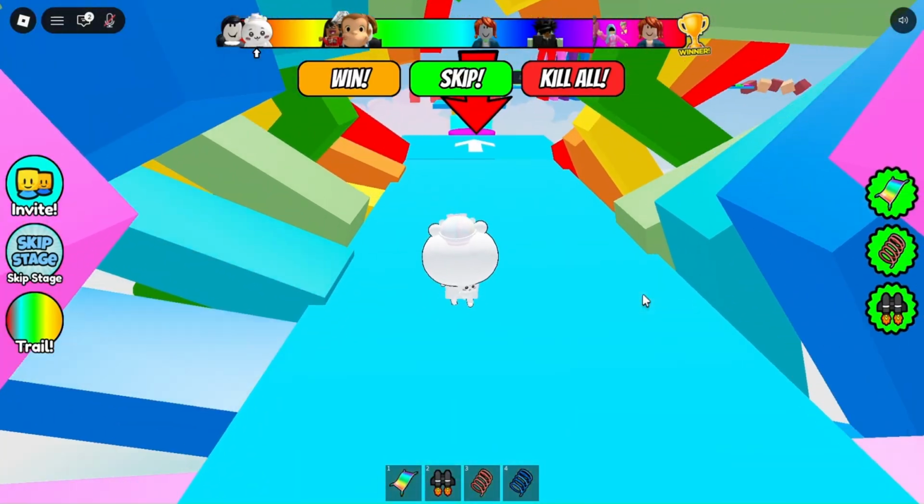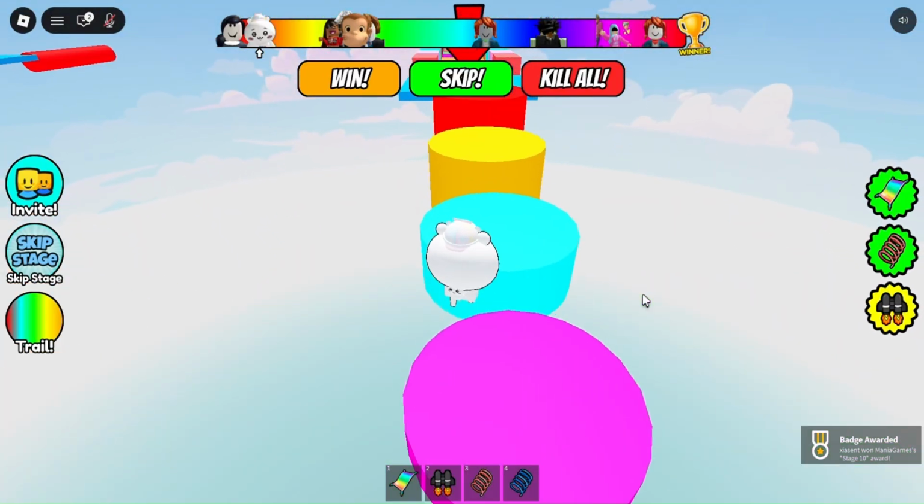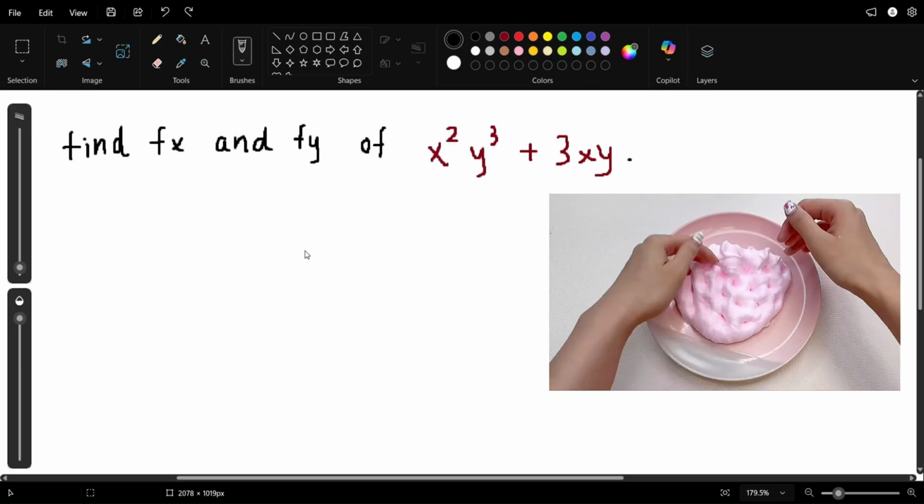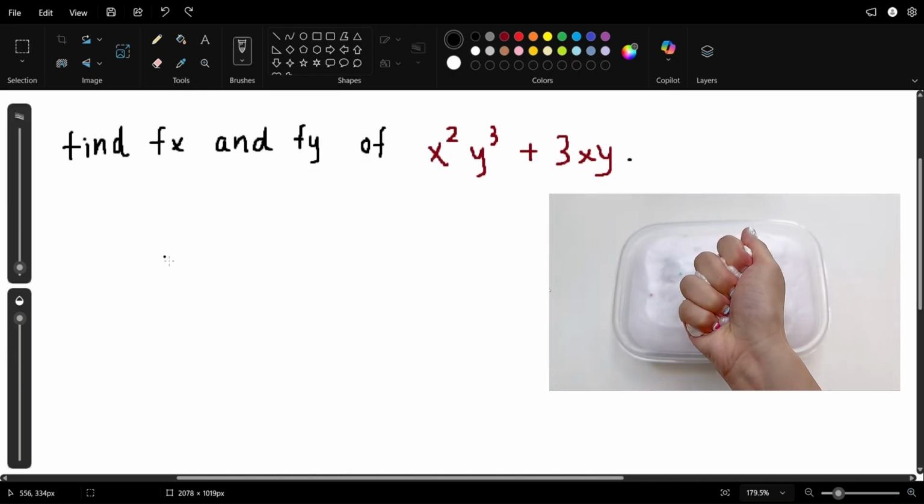When a notification pops up while you're playing the mega fun obby, you must solve this partial derivative to receive your Robux. Follow along.